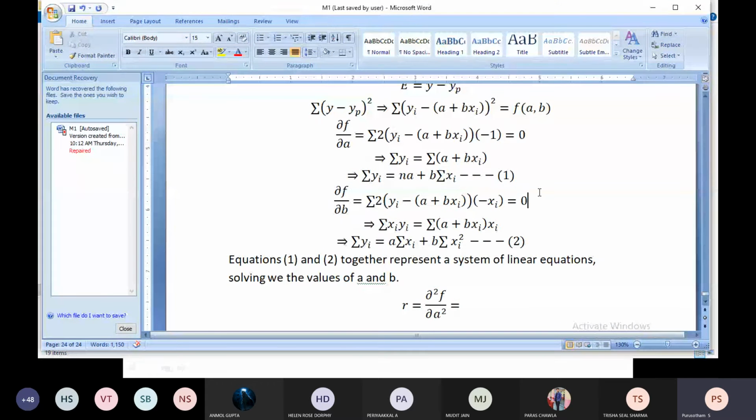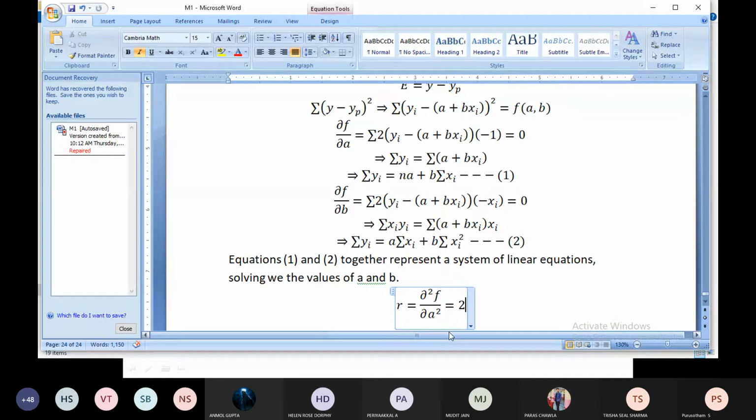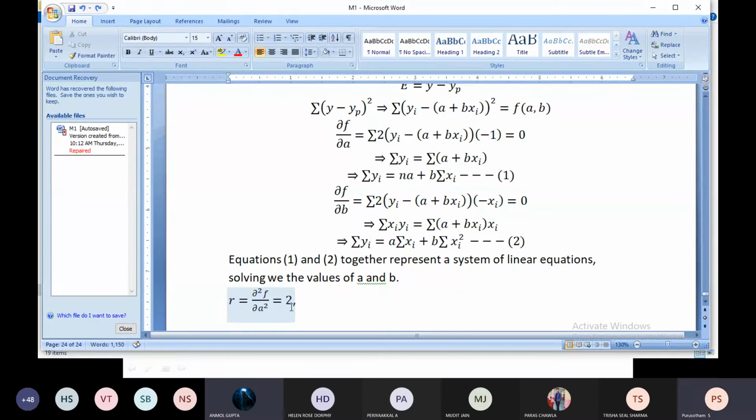Now this is the expression, right? So a coefficient is already here, minus 1 into minus 1 plus 1. Is it resulting in something like 2? Yes, sir. So dou square f by dou a square is 2. Then what is dou square f by dou b square? It should be plus 2 xi square.